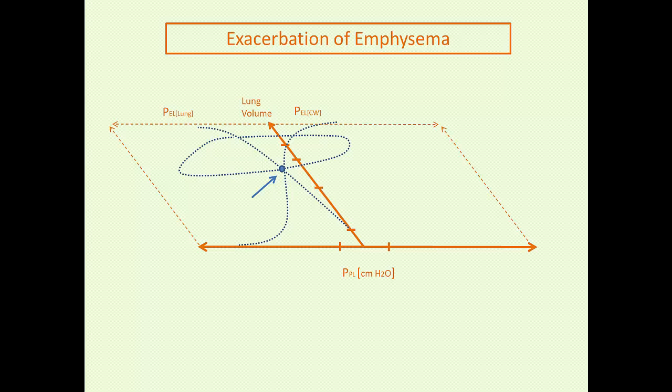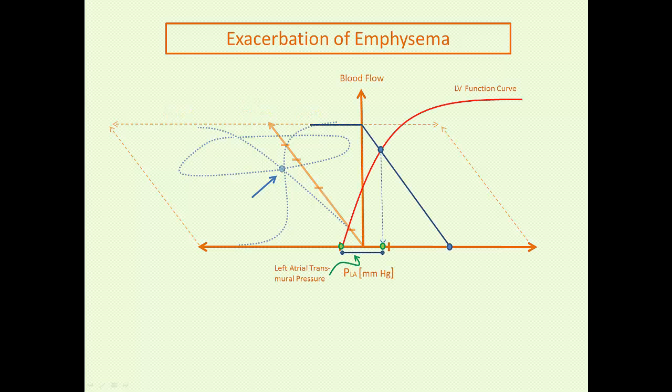So now we're going to look at the exact same physiology, but from the perspective of the left ventricle. Again, functional residual capacity, where the arrow is here, the Campbell diagram is on the z-axis into the page, but now we have left atrial transmural pressure. And this curve is pulmonary venous return, not systemic venous return, and this curve is the left ventricular cardiac function curve.